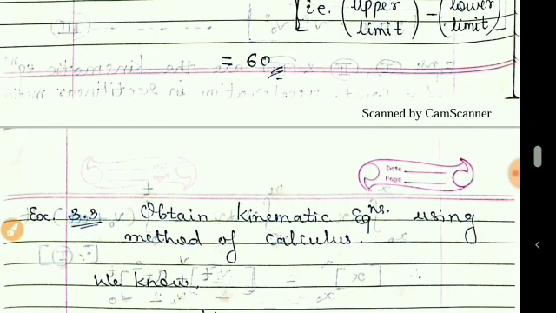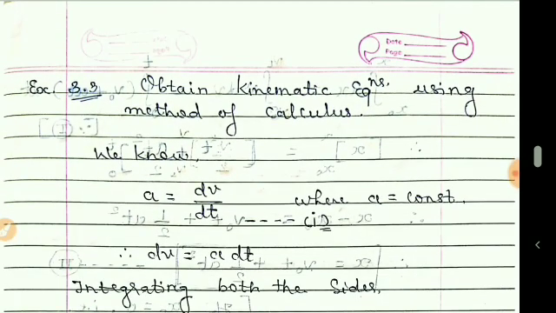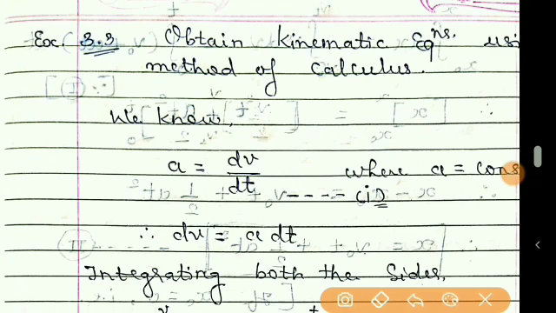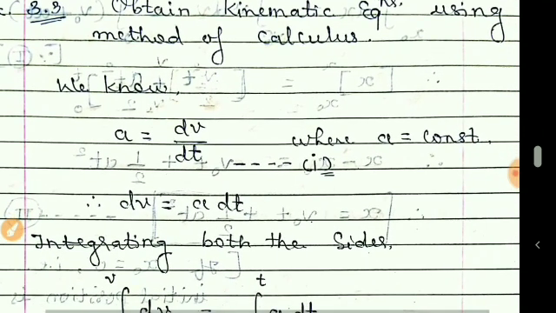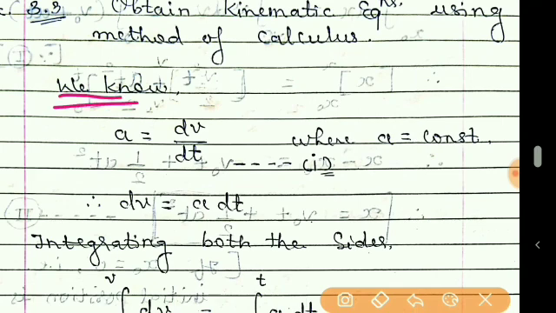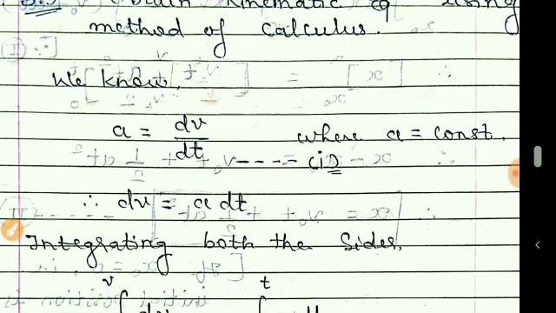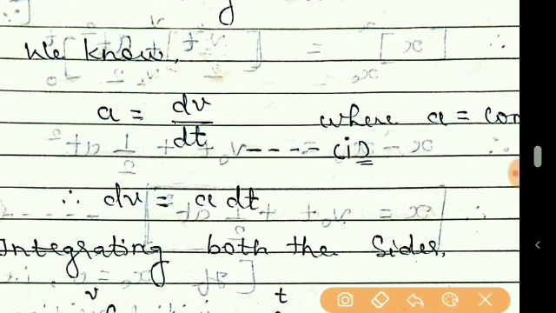Now let us start with the kinematic equations by another method. So students, this is example number 3.3, but it is like a theory, and a very important theory to be asked in examination. Now let us start with what we know. We know that acceleration a is equal to dv by dt, that we have studied in the topic of acceleration. We call this instantaneous acceleration, or simply acceleration.